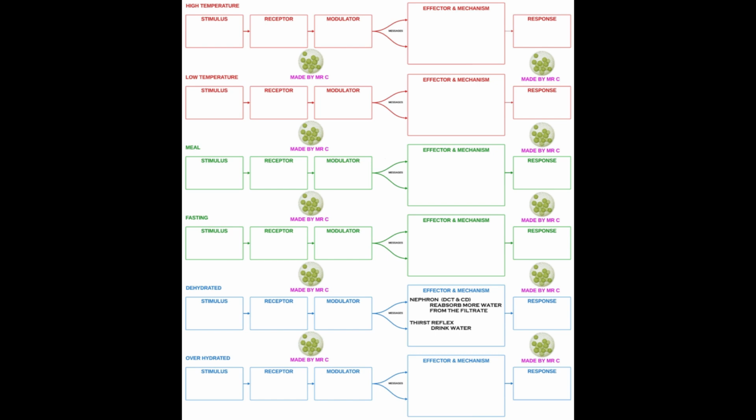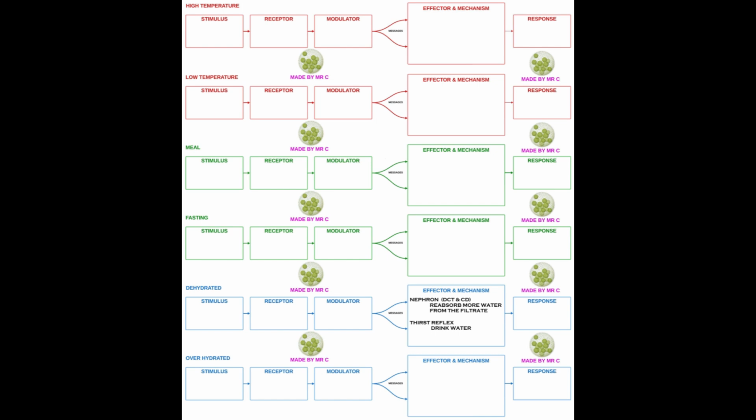If you're dehydrated, you've got a low amount of water in the blood. The receptor is an osmoreceptor in the hypothalamus. The modulator is the hypothalamus. The modulator tells the posterior pituitary to release antidiuretic hormone, and antidiuretic hormone works on the nephron, in particular the distal convoluted tubule and the collecting duct, and both these places reabsorb more water out of the filtrate.